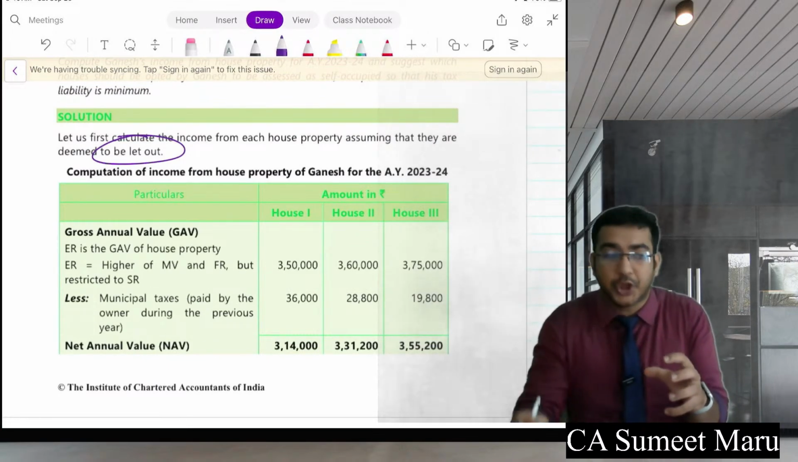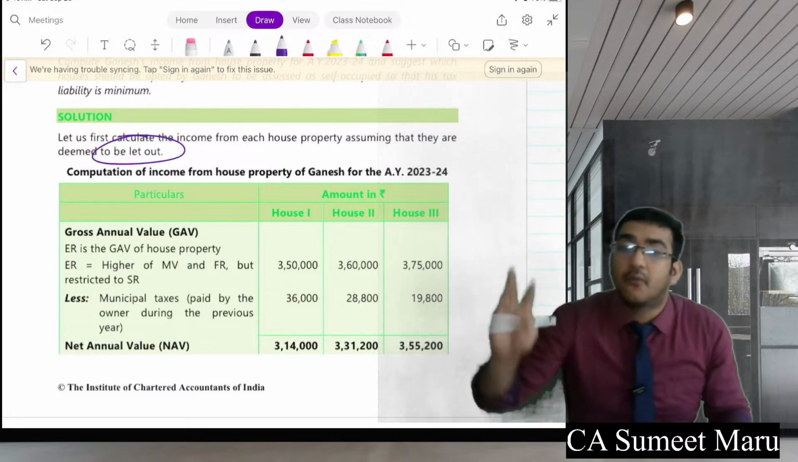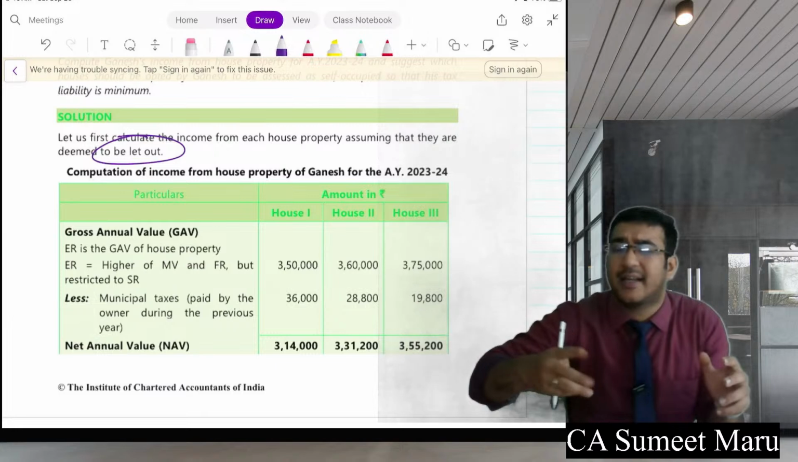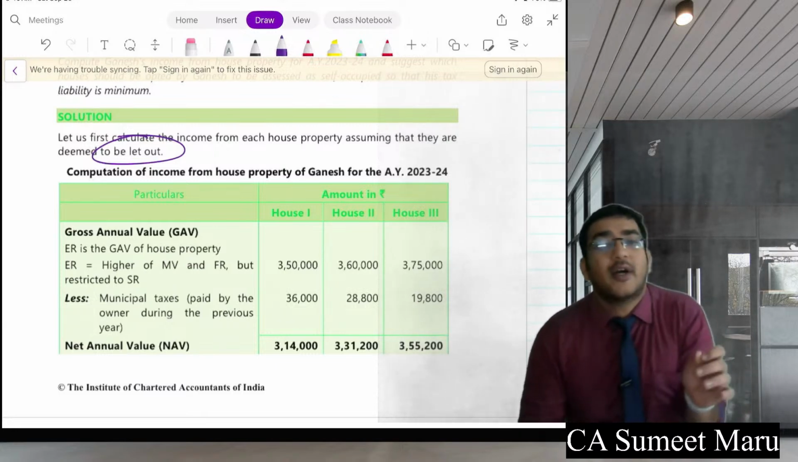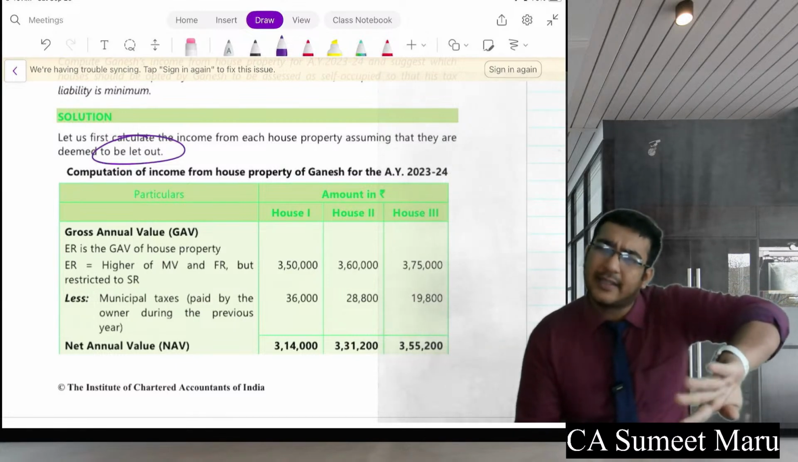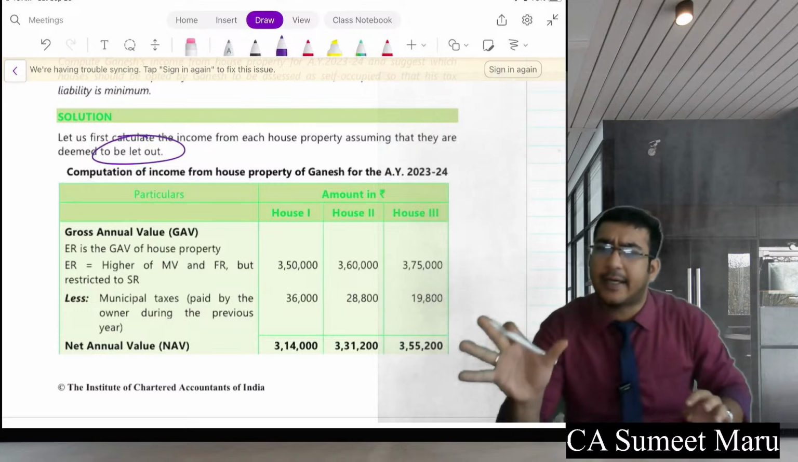So you have to try different combinations. पहले हम treat करेंगे 1 2 को self occupied and 3 को let out. 1 3 को self occupied, 2 को let out. So we'll try all the three combinations here. So for this you should have all the data. So step 1, consider all the houses let out, create all the data. Step 2, consider all the houses self occupied, create all the data.